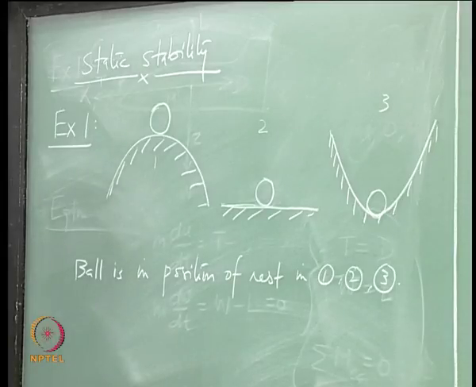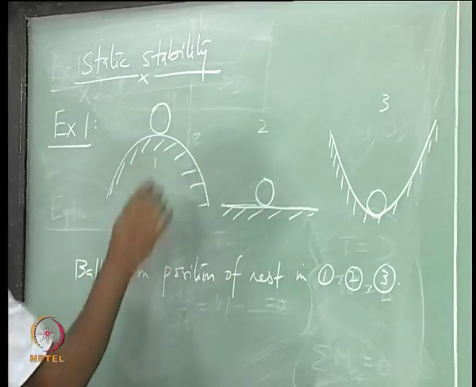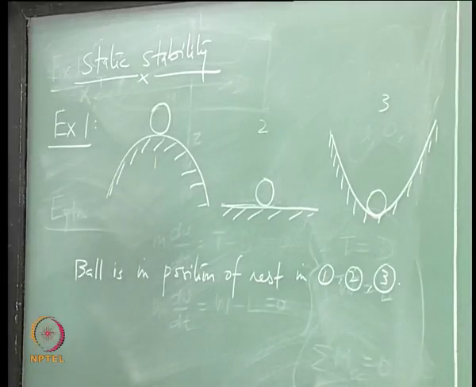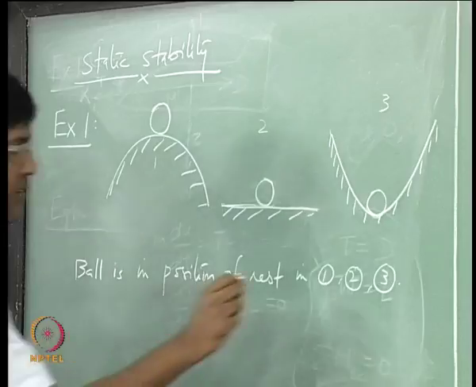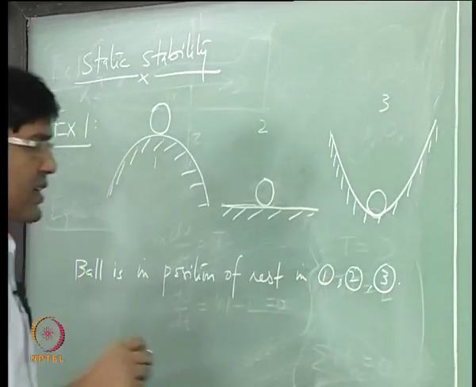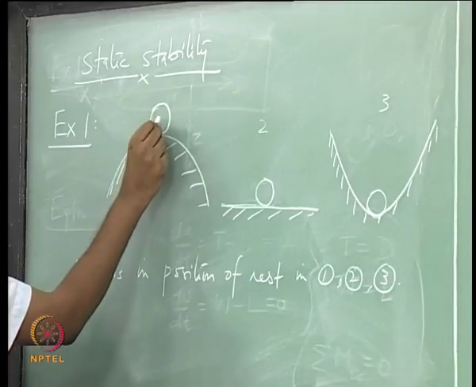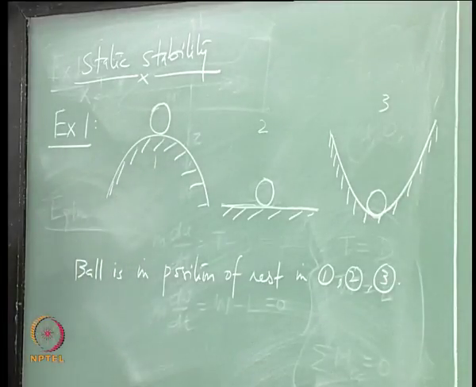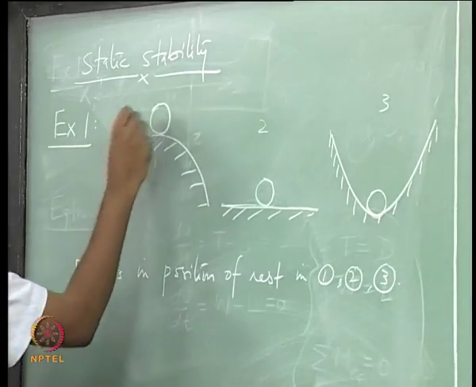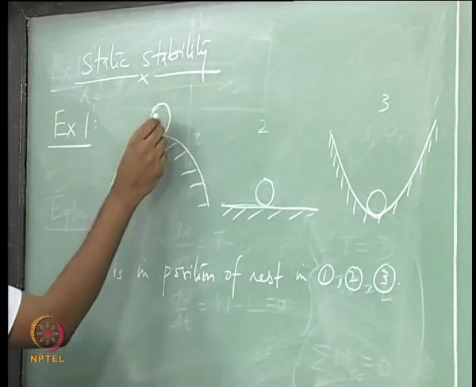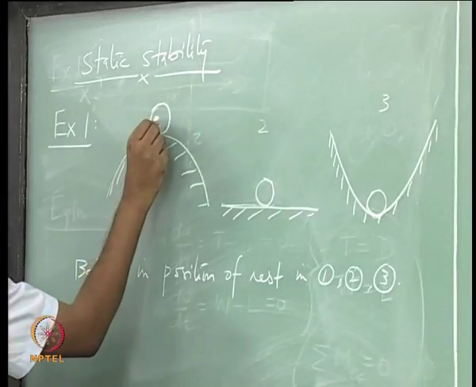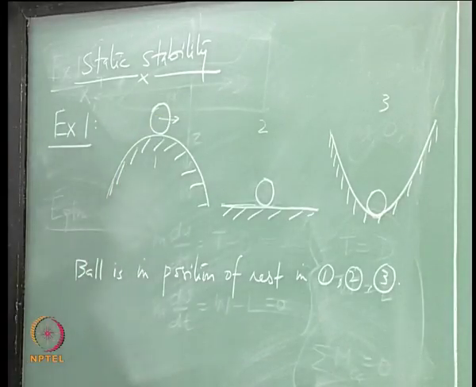Okay. We will also assume that this surface is smooth, does not offer any resistance to the motion of the ball. It's not a realistic assumption, but this simplifies a lot of things. So, we want to look at how this ball is going to behave when the ball is disturbed from this equilibrium position.